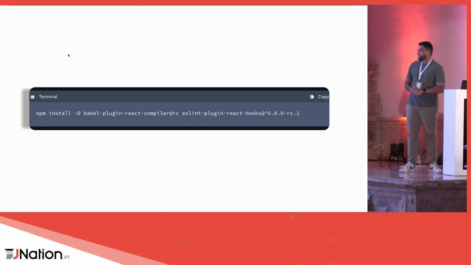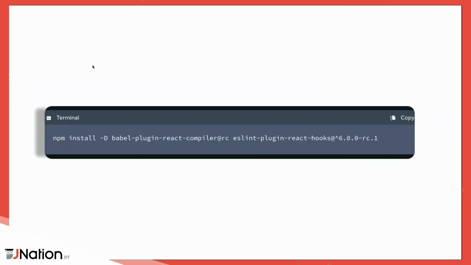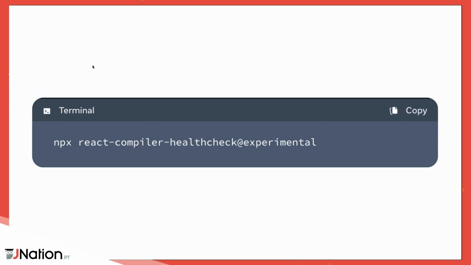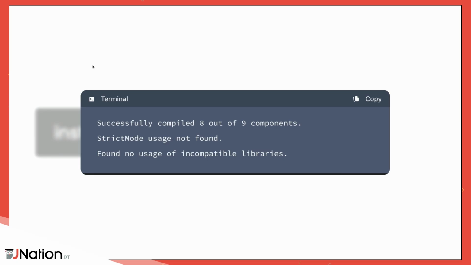I have a slide for that, but you can just go to the docs. But it's always nice to show you. And here's what I do first. I can run this health check to see how many of my components have the compiler violations, right? Because a nice side effect of having the compiler, we can run and check how many of the components are not following the rules.